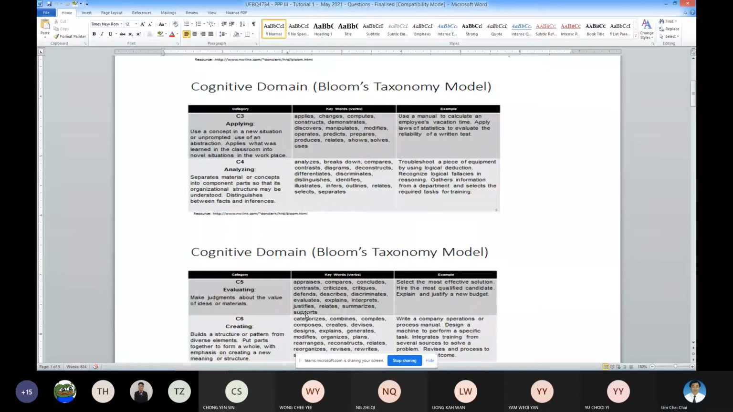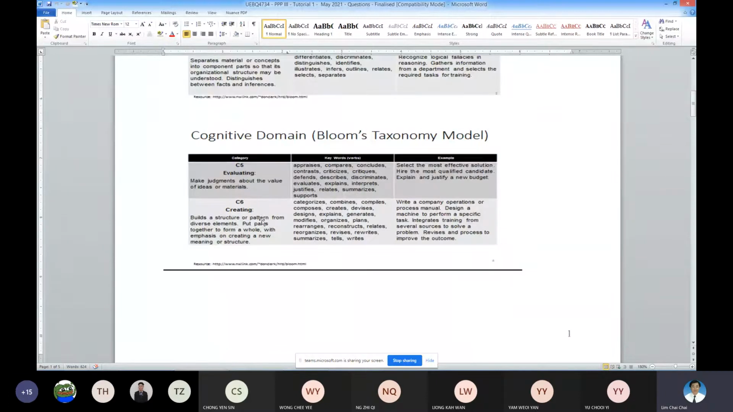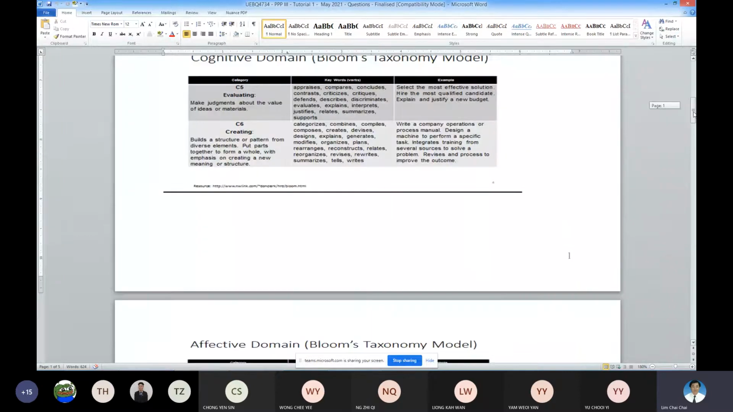To use that depth of your answers. Then the C6 is the highest one. Categorize, combine, compile, create, devise, explain, generate, modify, reconstruct, relate, reorganize, revise, summarize, and so on. So this is the C6 level, which is the highest level that you are asked under the cognitive domain, under the Bloom taxonomy. So similarly for the rest, you have to go through the verbs here.